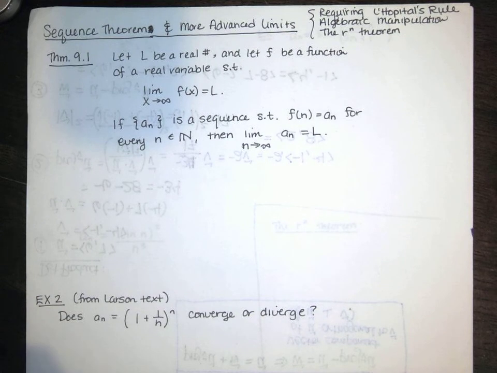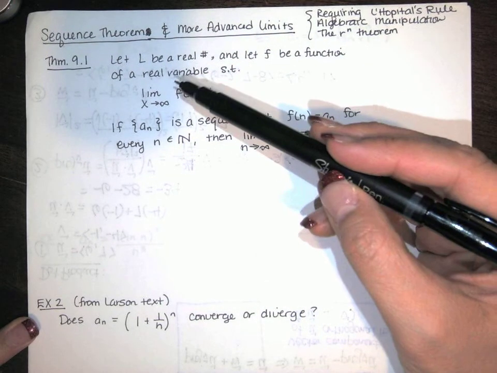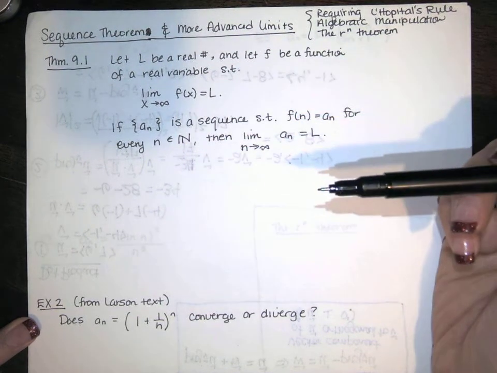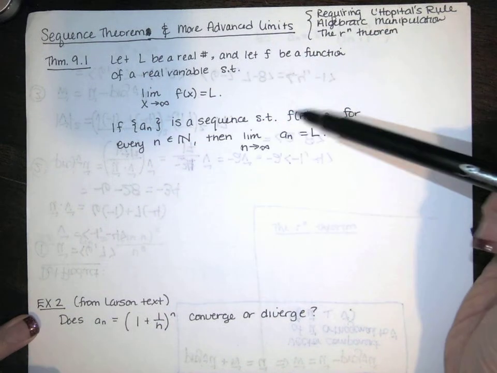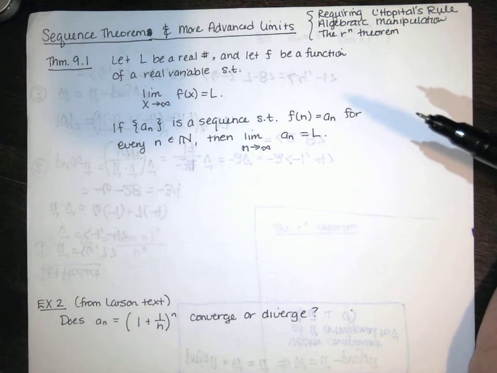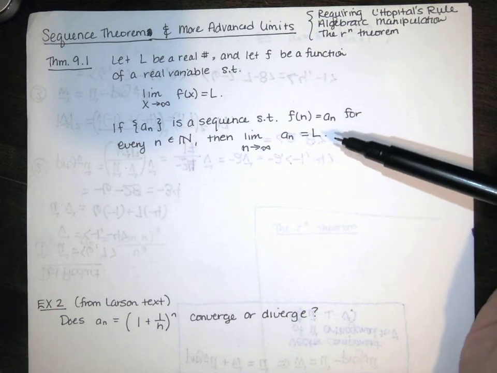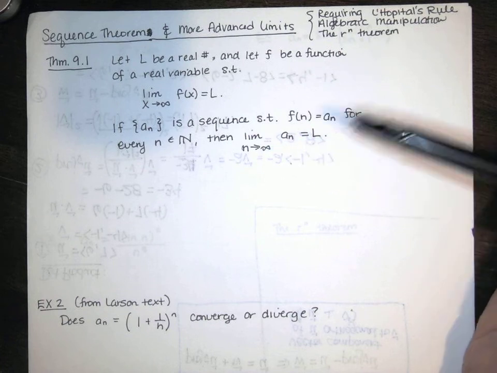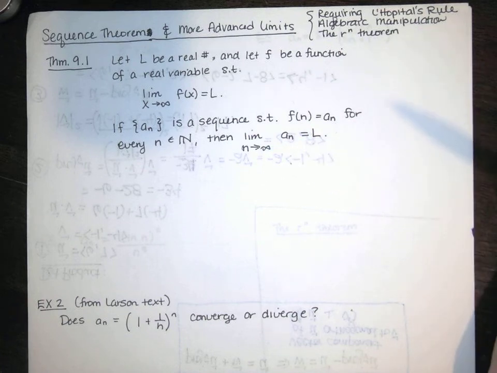It says, let L be a real number, and then let f be a function of a real variable, such that the limit as x approaches infinity of f of x equals L. If a sub n is a sequence such that f of n equals a sub n for every n in the natural numbers, then as n goes to infinity, a sub n also approaches L. So this sequence converges to L. Now that is a lot of notation. Let's try to make some sense of it.